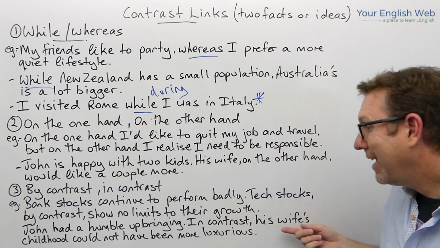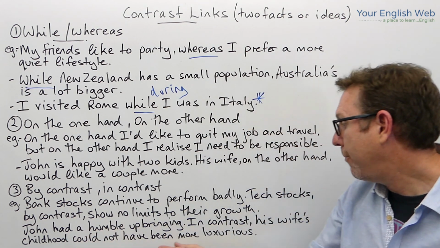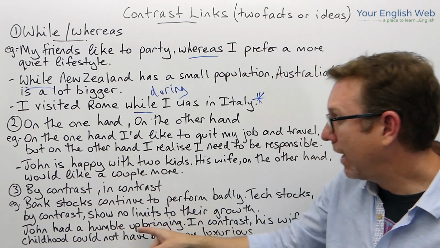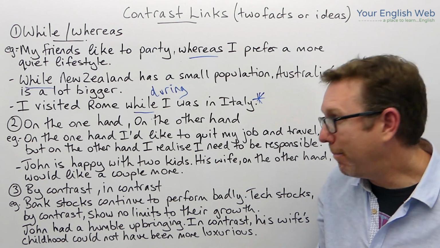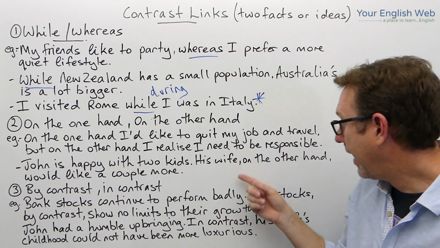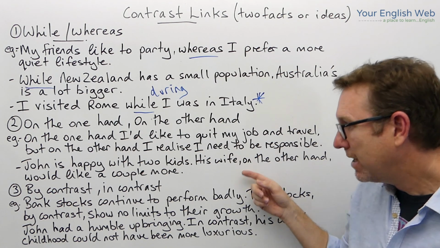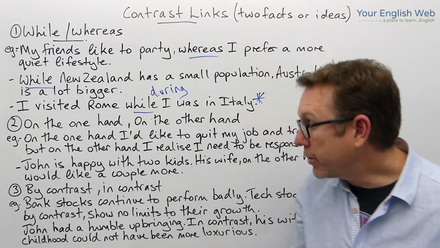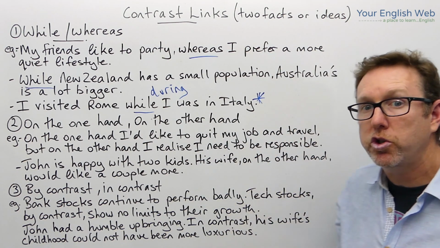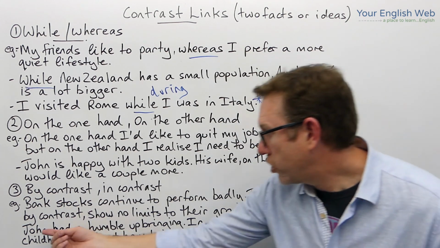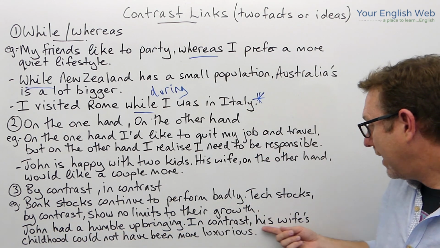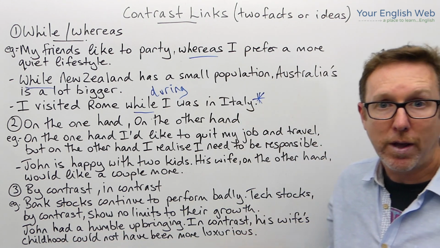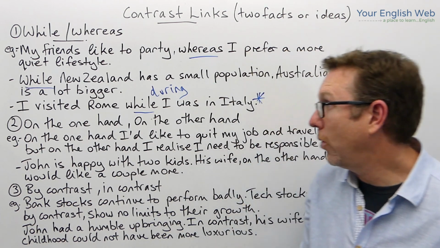The next one, John had a humble upbringing. In contrast, his wife's childhood could not have been more luxurious, okay? So we saw John here. He had a humble upbringing. His childhood was humble, okay? His wife, on the other hand, the lady here that wants a couple more kids, she had a luxurious childhood. Her parents were rich. John's parents weren't rich, so we're contrasting the two childhoods that these people had. So John had a humble upbringing. In contrast, his wife's childhood could not have been more luxurious, okay? So we're contrasting the two, as I said.